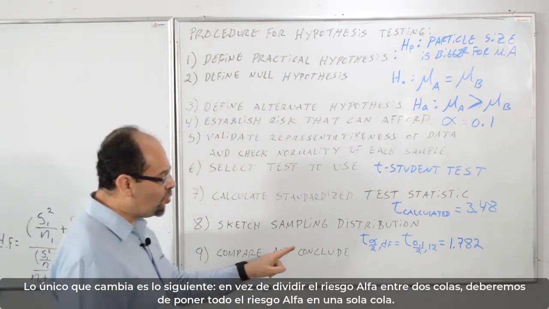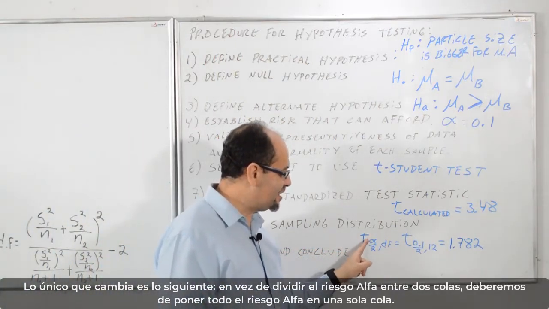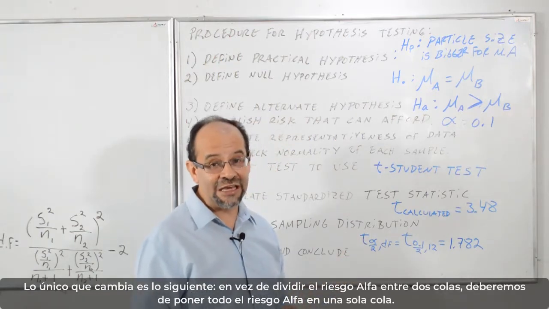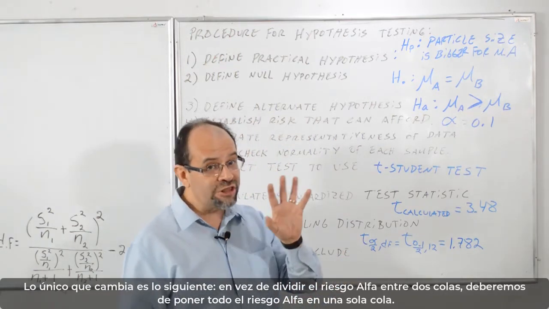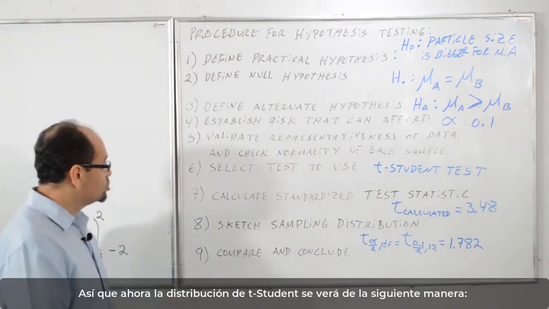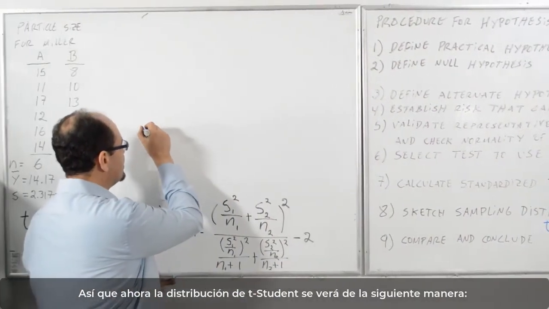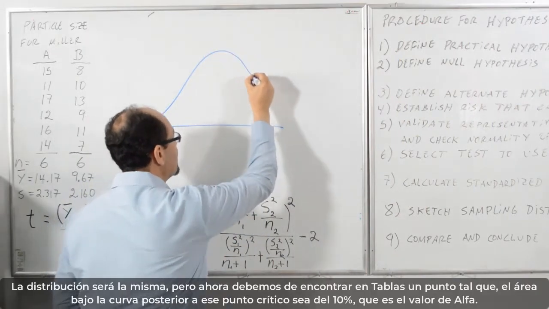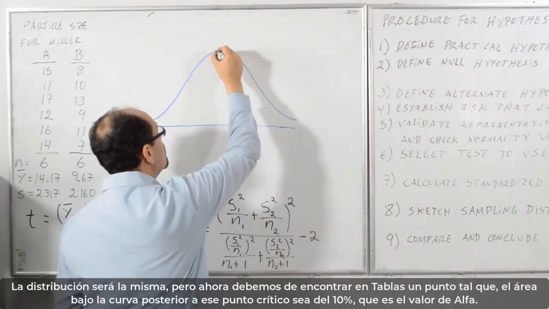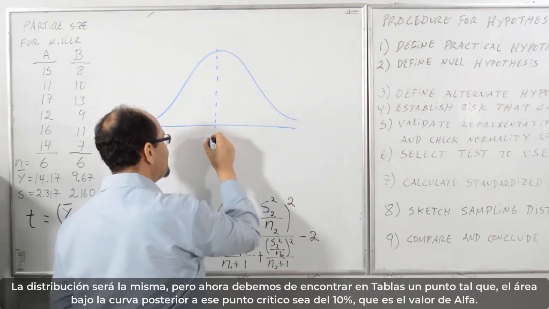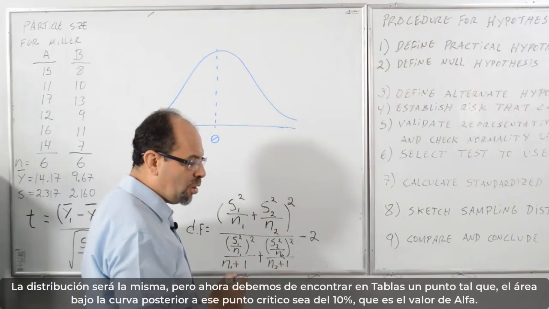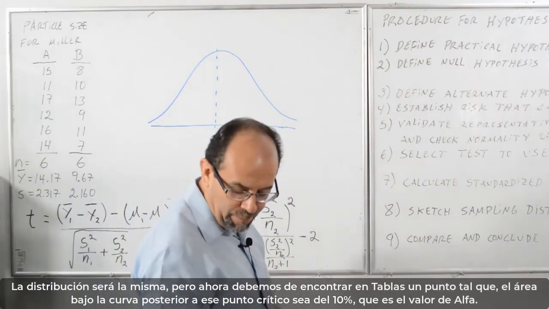Now, instead of dividing the alpha, the risk, in two tails, I have to establish the value of alpha, all the risk in one tail. So now, the t-student distribution will be something like this. We are having our t-student distribution. We know that the center is at a value of t equal to 0. But now I have to find out a point.